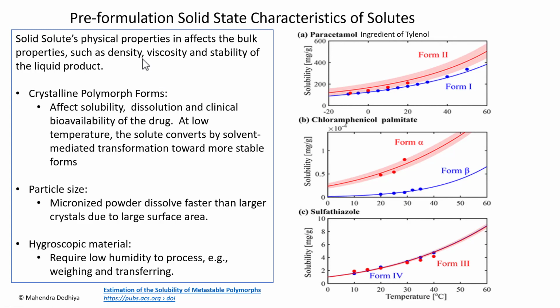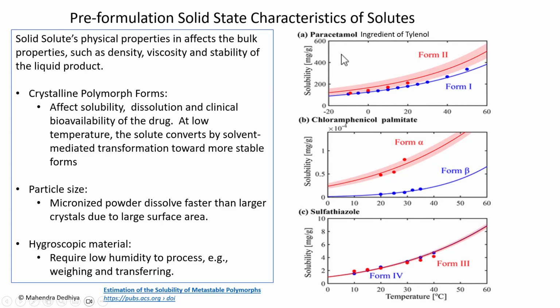Preformulation also deals with solid state characterization of solutes. Solute properties affect the bulk properties such as density, viscosity, stability of liquid products, solution characterization, and crystalline form affect the solution, clinical bioavailability. In addition to that, particle size is studied as part of preformulation, and this was covered in module 5.1. Hygroscopic materials, the materials that pick up moisture upon exposure, require low humidity processing, specifically during weighing and transferring.